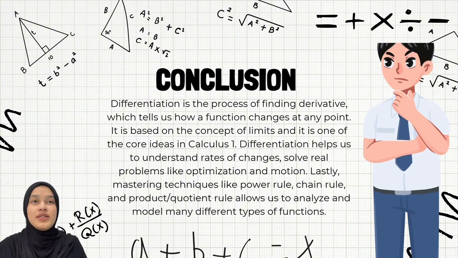So the conclusion is differentiation is the process of finding the derivative, which tells us how a function changes at any point. It is based on the concept of limits, and it is one of the core ideas in Calculus 1. Differentiation helps us to understand the rate of change and solve real problems like optimization and motion. Lastly, mastering techniques like the power rule, chain rule, and product or quotient rule allows us to analyze and model many different types of functions.